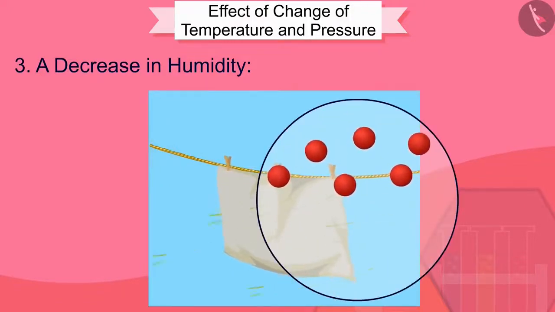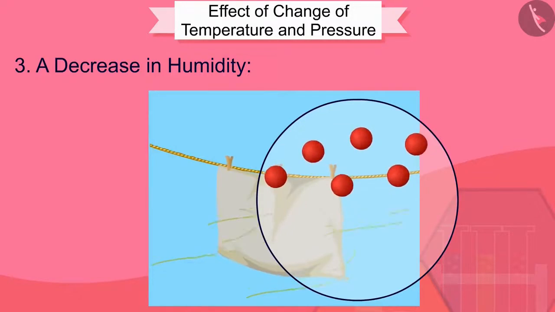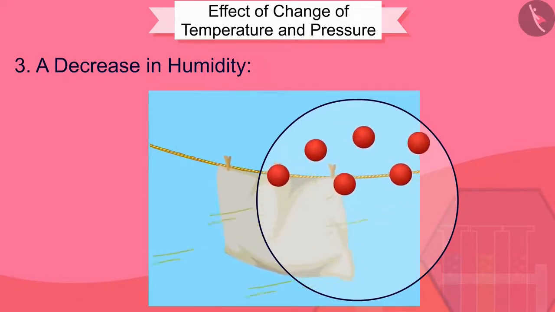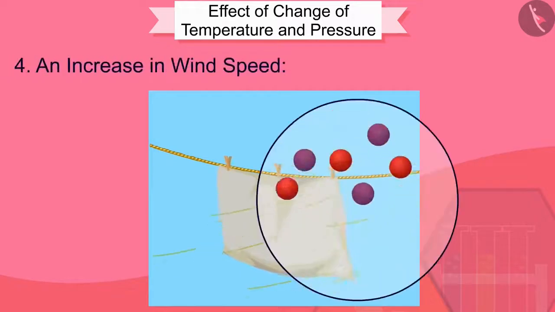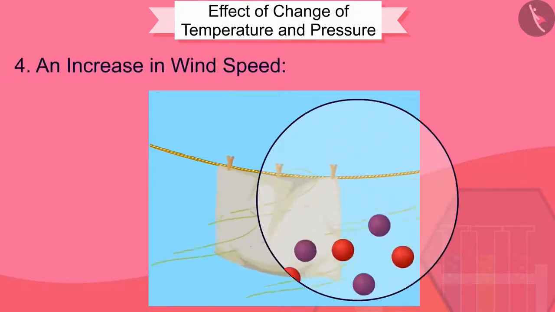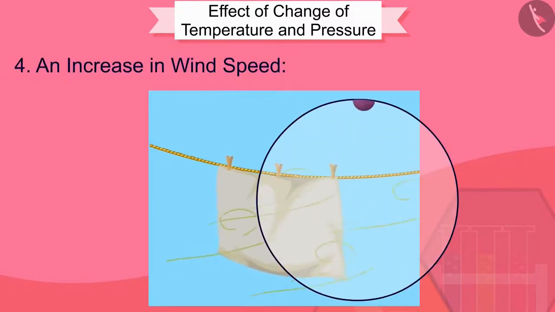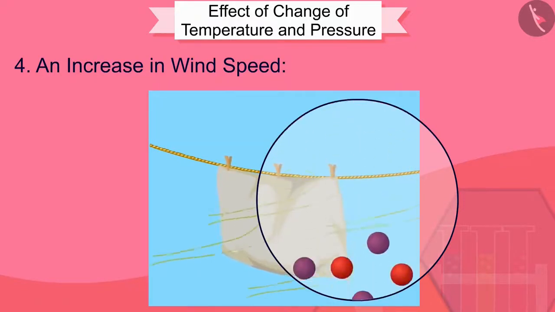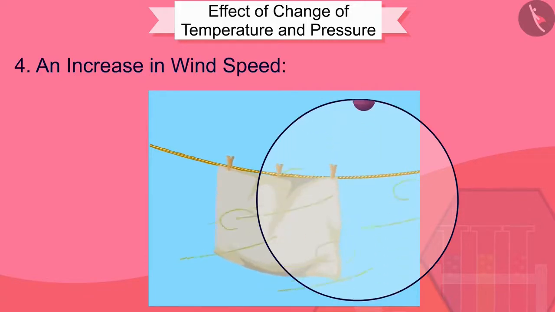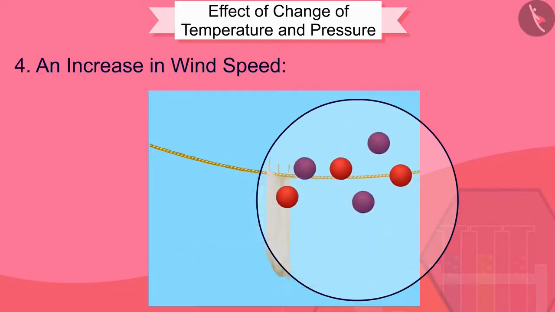Humidity is the amount of water vapor present in air. The air around us cannot hold more than a definite amount of water vapor at a given temperature. If the amount of water in air is already high, the rate of evaporation decreases. An increase in wind speed. With the increase in wind speed, the particles of water vapor move away with the wind, decreasing the amount of water vapor in the surrounding.